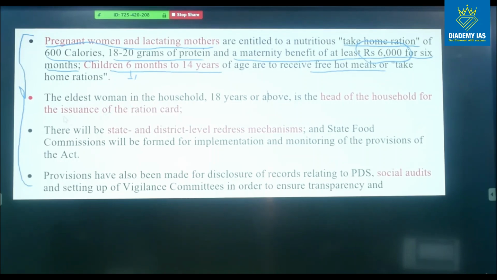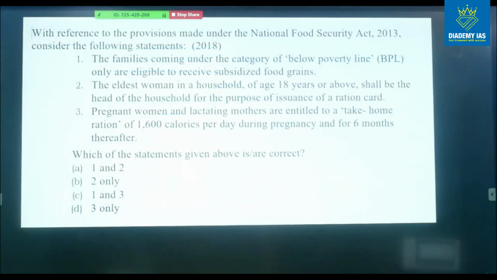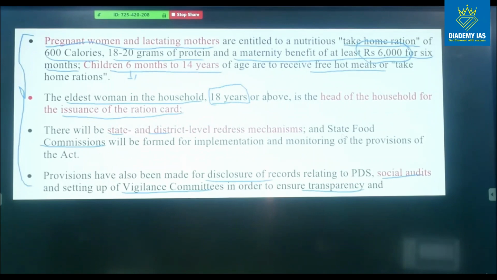Now, who will get the ration card? The ration card will be issued in the name of the eldest woman in the household, whose age should be a minimum of 18 years. Then there will be central and district level food commissions, and redressal mechanisms. There will be proper disclosure of records and social audits. There will be vigilance committees, so that there is proper transparency and local people are aware of what is happening in their area. So you can take 1 minute and write down these points, because these points were not included in the study material.